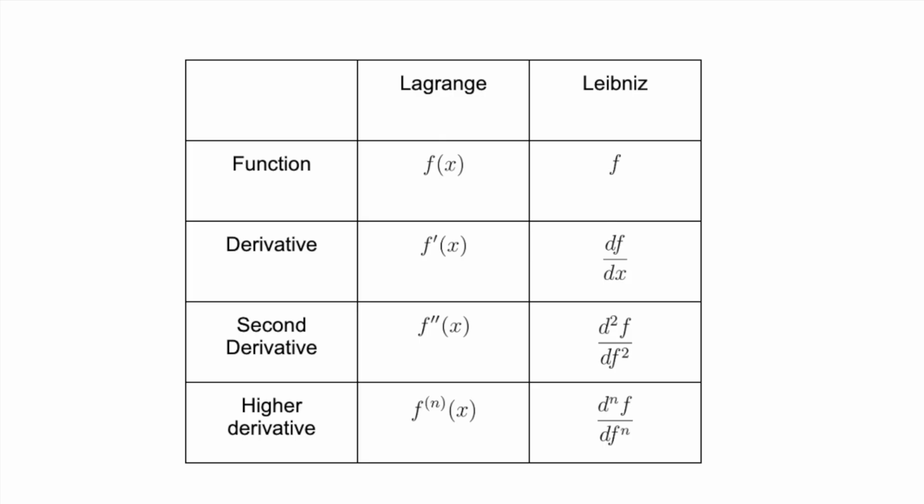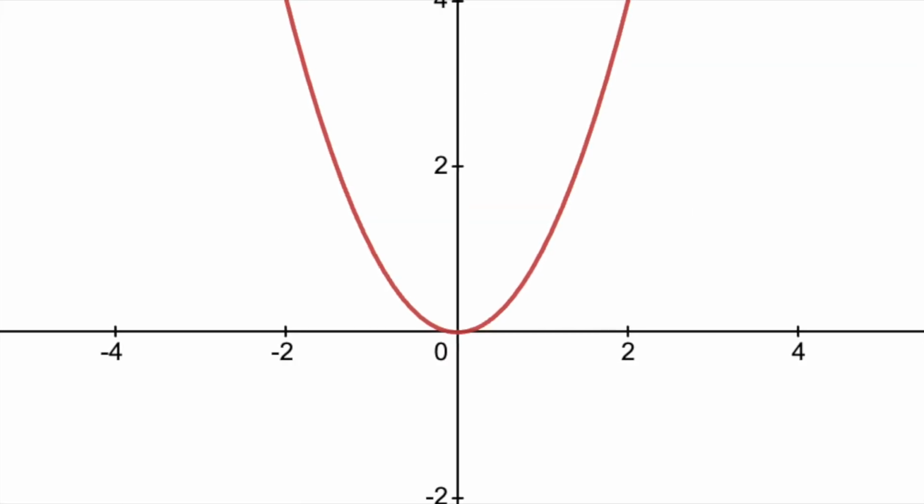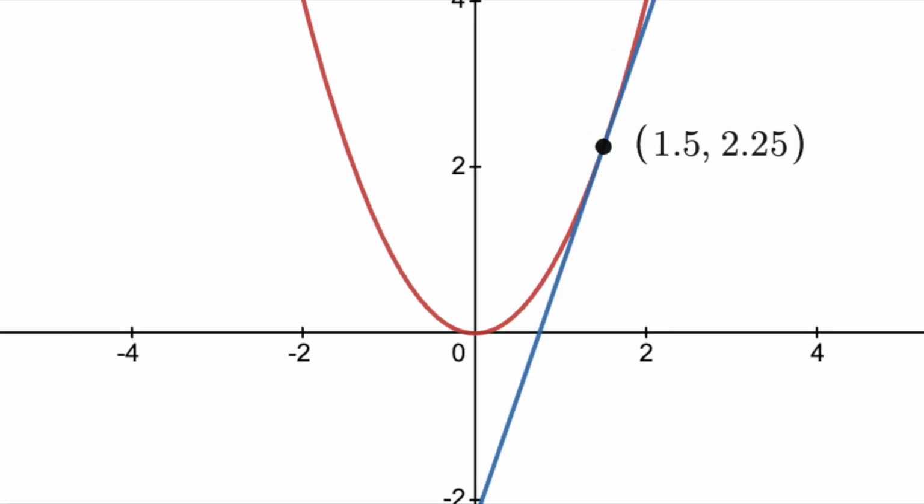First, some notation. The derivative of f of x can either be written as d over dx f of x or f prime of x, and I'll be using these interchangeably. Alright, here's a function f of x equals x squared. The blue line is called a tangent line because it only hits the curve at one point.